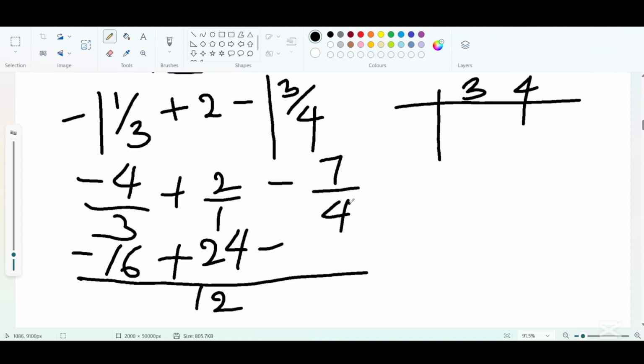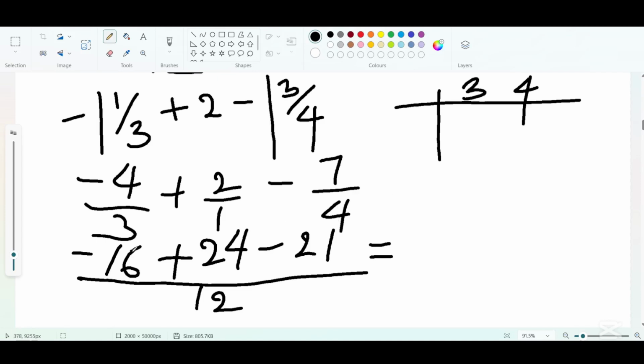Minus, now looking at this, 4 in 12, that is 12 divided by 4. And 12 divided by 4 is going to be 3. And that 3 times 7 is going to be 21. So this is going to be 21. So that is how we obtain this.